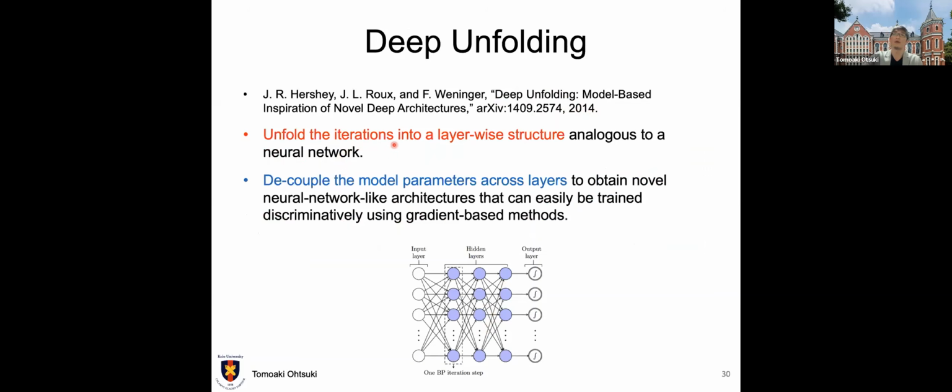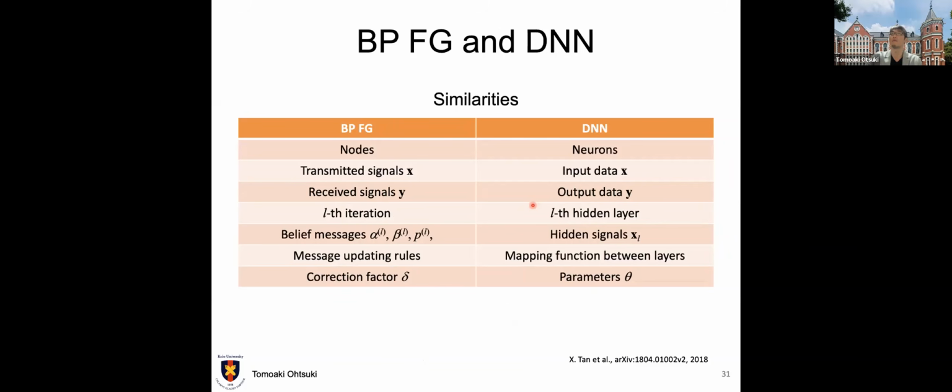They unfold the iteration into a layer-wise structure analogous to a neural network, and then decouple the model parameters across layers to obtain novel neural network-like architectures that can easily be trained discriminatively using gradient-based methods, like this figure. So let's see the similarities between a BP factor graph and a DNN, deep neural network.